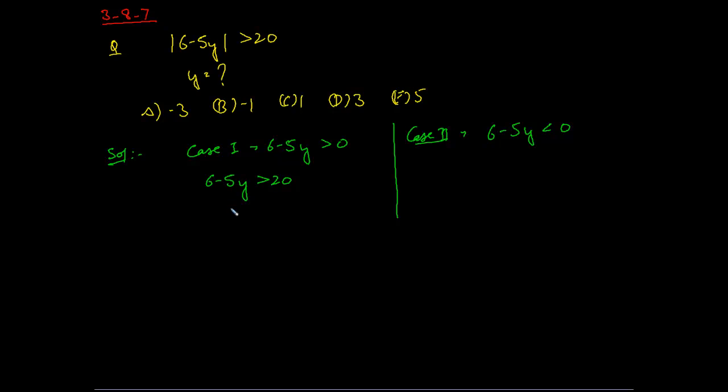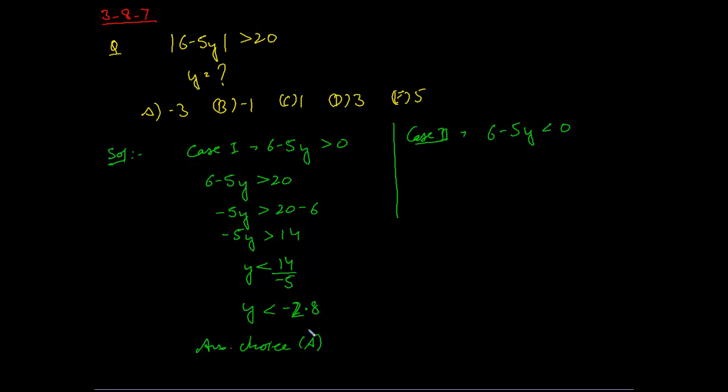So we keep y on one side and the constant on the other, so we get minus 5y is more than 20 minus 6, or minus 5y is more than 14. Now because we would have to divide by a negative, the sign changes. If you remember this from the introduction video of the inequalities, whenever we divide or multiply by a negative number, the sign changes. So we finally get y is less than minus 2.8. Do we have any answer choice which is less than minus 2.8? Yes, answer choice A works.